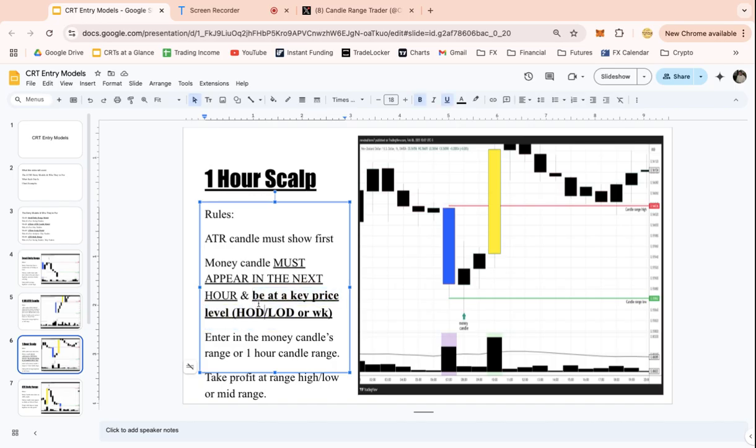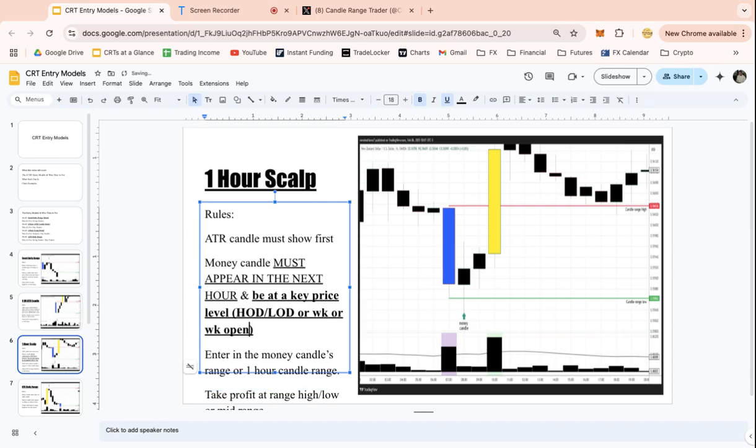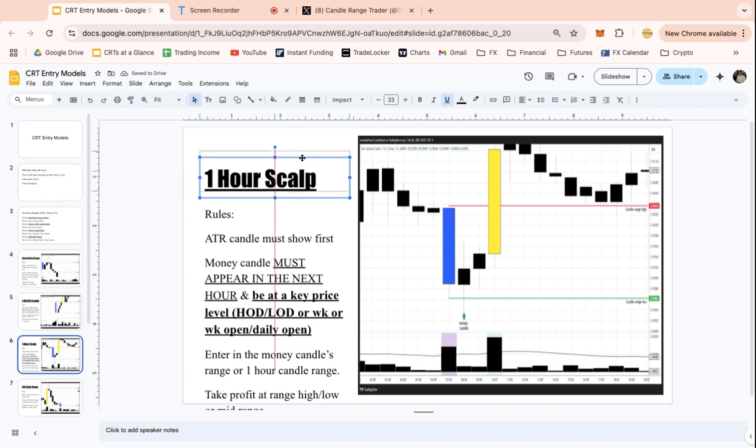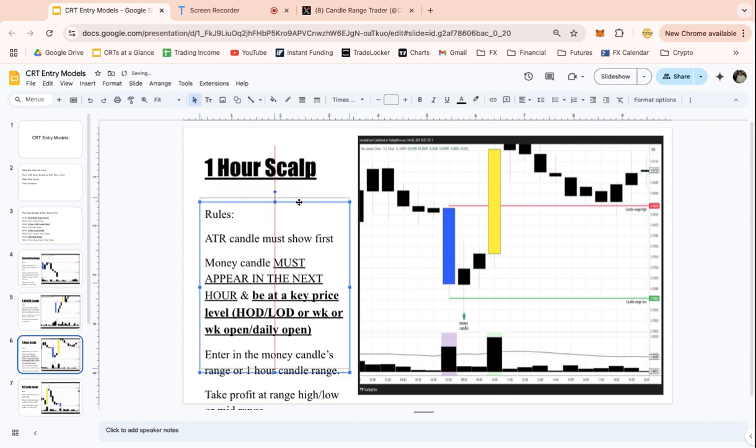The money candle has to be at a key price level. What does that mean? It has to be at the high of day, low of day, high of week, low of week, or the weekly open or daily open. Those are the key price levels. There is a video talking about price levels on this channel. So if you want to get more information on that, definitely look at that video as well.